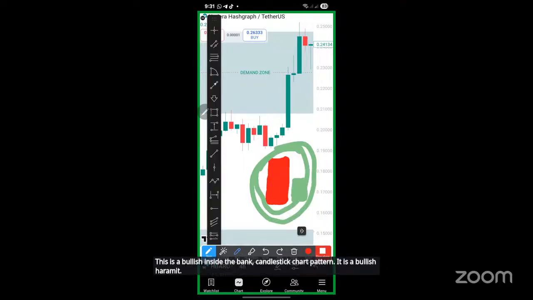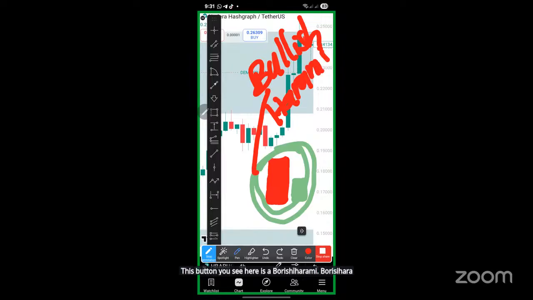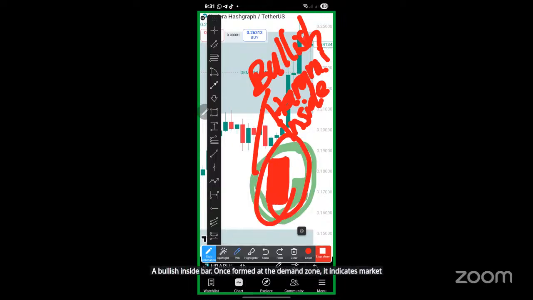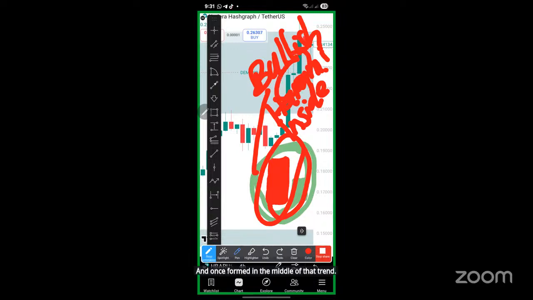This pattern you see here is a bullish harami. Or you can call it a bullish inside bar. Once formed at the demand zone, it indicates market reversal to the upward side. And once formed in the middle of the trend, it indicates continuation, that the trend is continuing.